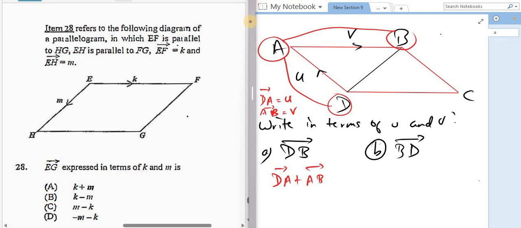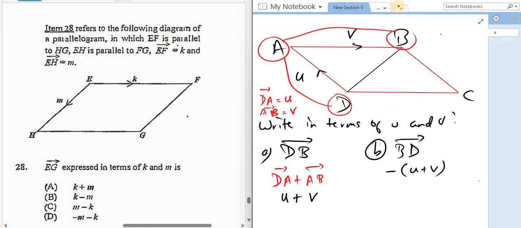You're going from D to A, and then from A to B. What is from D to A? It's U. D to A is U, plus A to B, which is V. So that's the vector u plus v. So we just wrote it in terms of u plus v. If it's going to be the reverse, just negate it. So it'd be negative u minus v, or we can say the negative of u plus v.